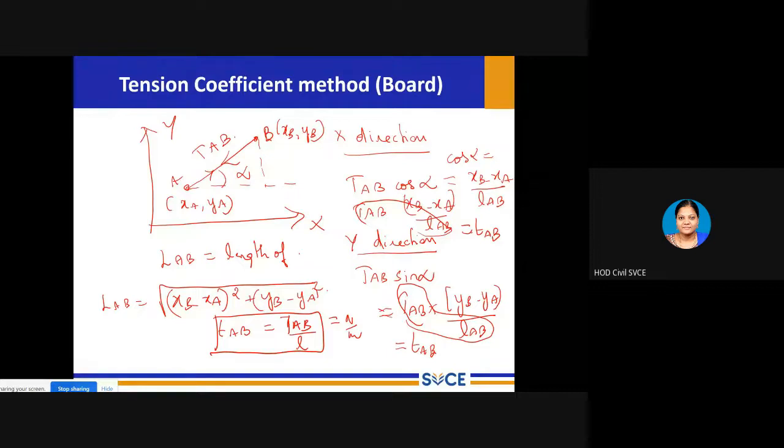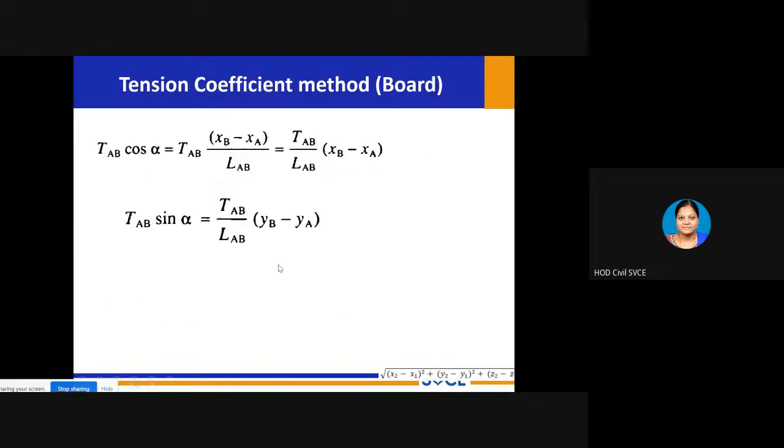So for resolving the tensile force along the x-axis and the y-axis, we get this relationship: TAB cos alpha is equal to this, and TAB sin alpha is equal to this. And this term we call the tension coefficient. Now you can see from this equation that the force in any truss member is related to the coordinates of the particular member. This is the relationship established by Professor Southwell, and this equation has been used to solve truss problems using the tension coefficient method.